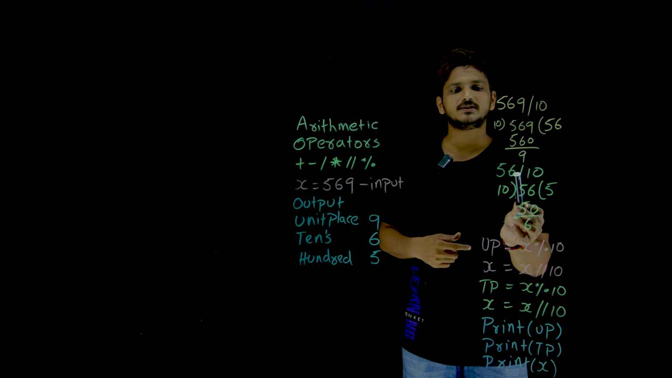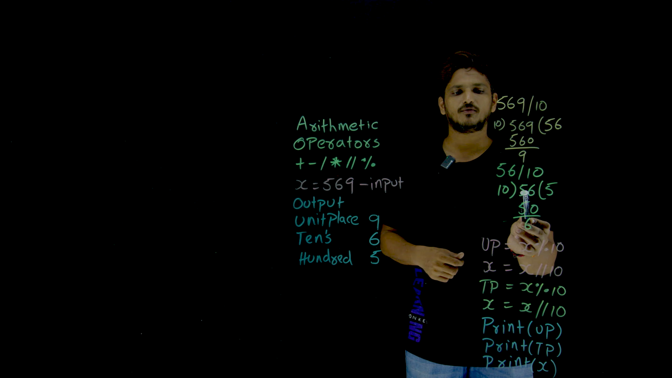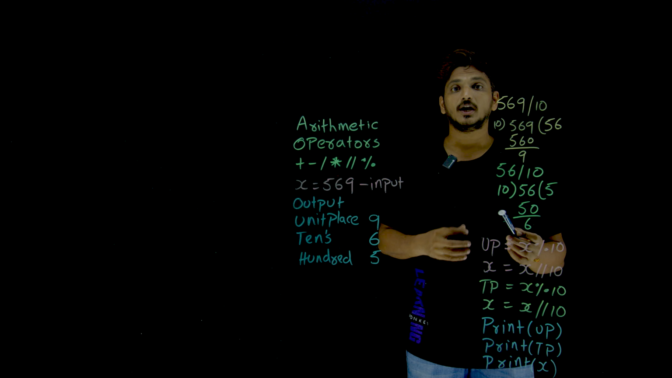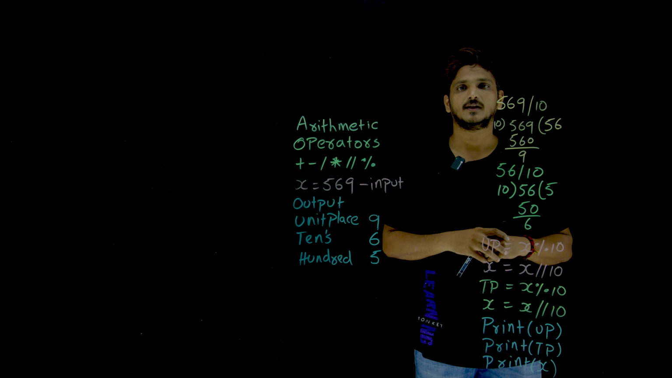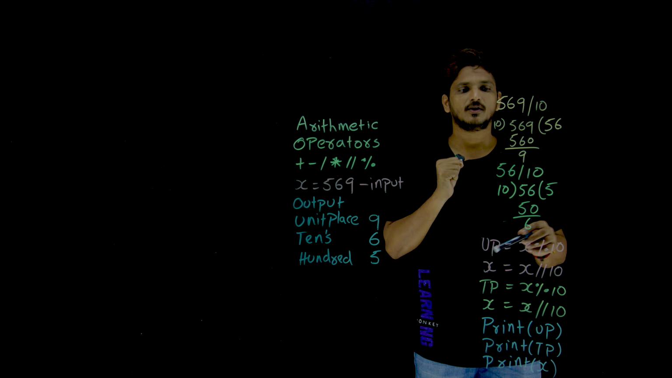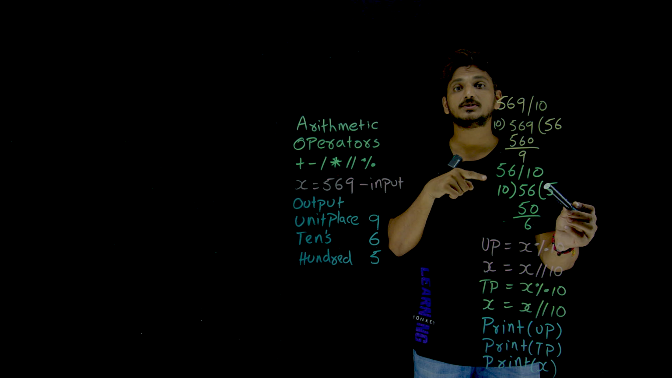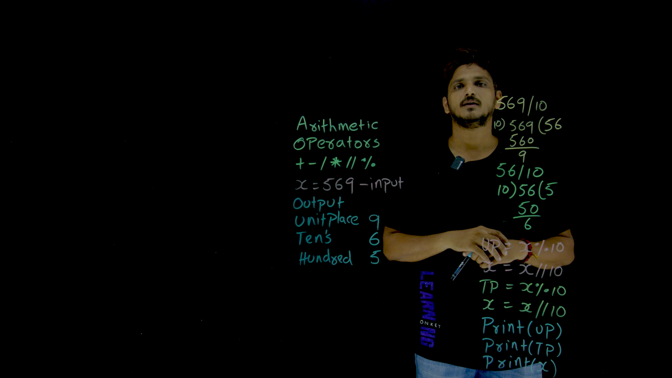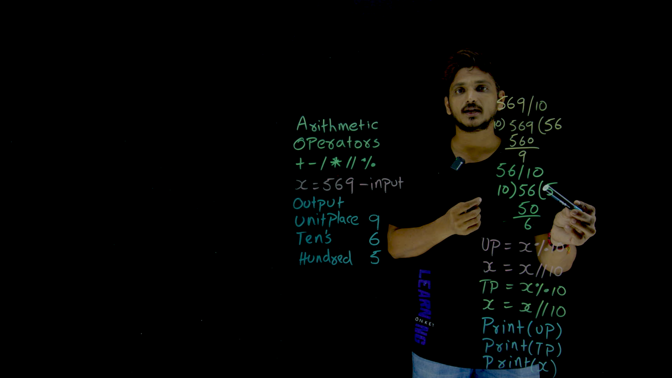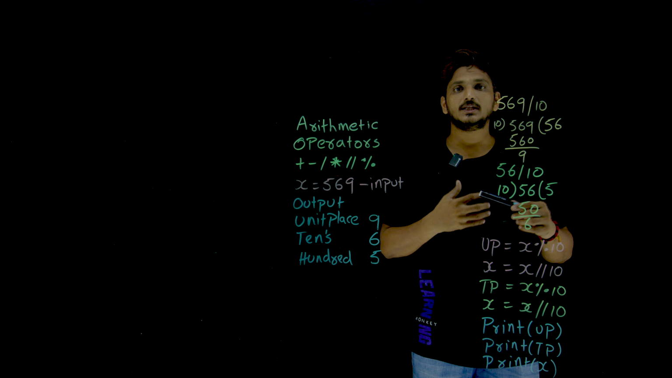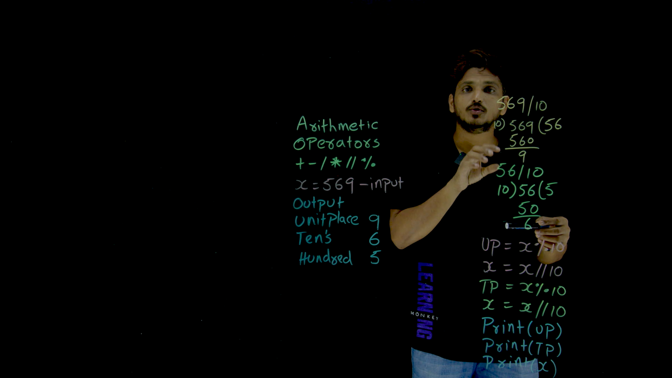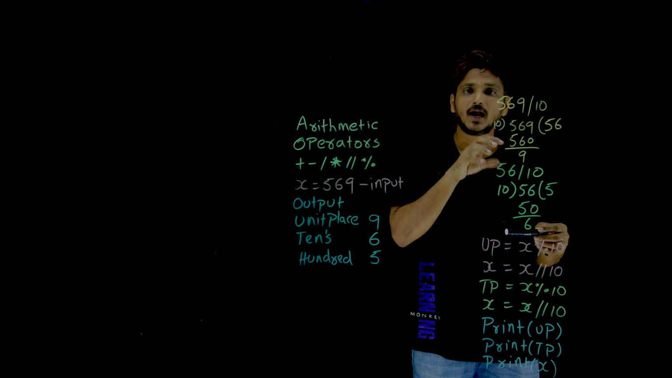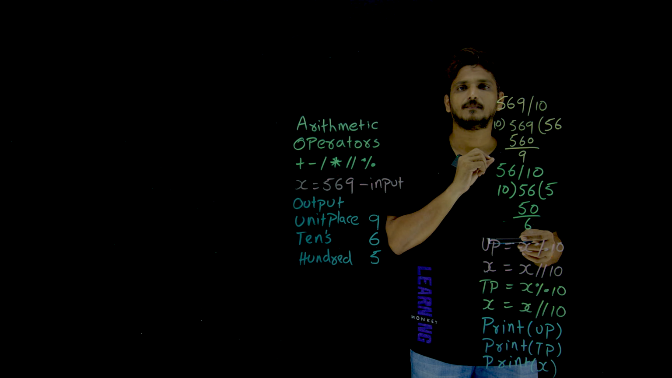Again, 56 divided by 10. 10 times 5 is 50. What's the remainder? 6. Now you got the tens position from 56. What's the remainder? 5. This is the hundreds position value, the value present in the hundreds position. These are the operations you need to do to display the units position, tens position and hundreds position.